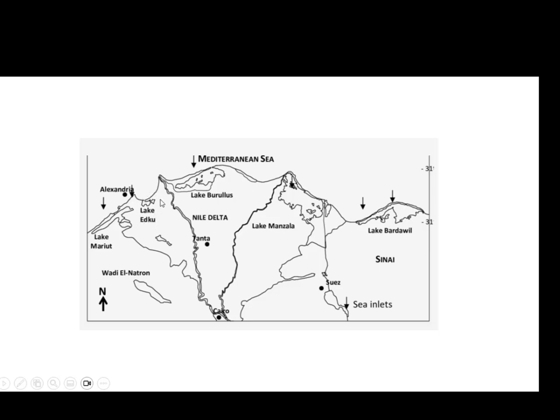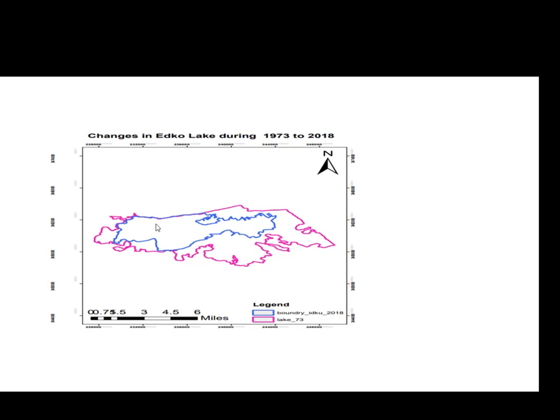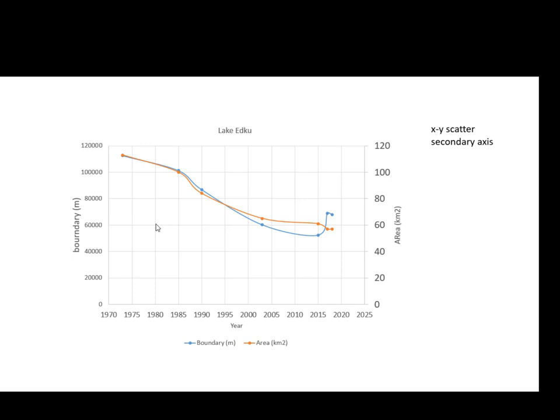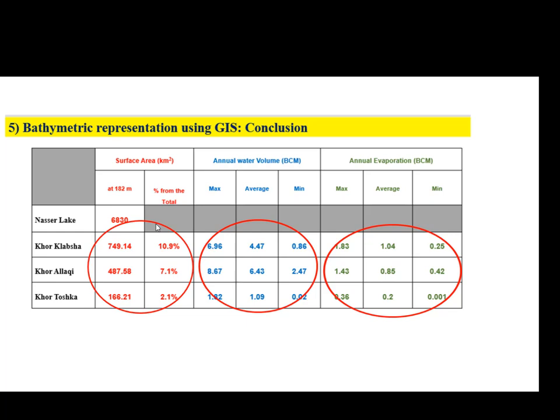It's one of the smallest lakes on the northern coast, and this is what happened to the area and perimeter with time. And this is when we plot it as a line graph. We cannot see the differences in the area because the numbers are very small. I have to use a secondary axis, as you can see here. If you use a secondary axis and the x-axis is time in years, you get a better graph.